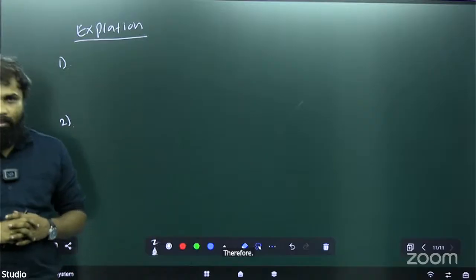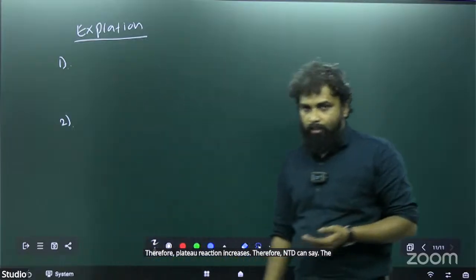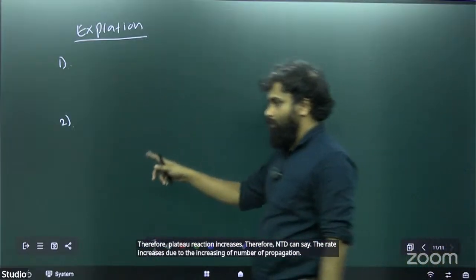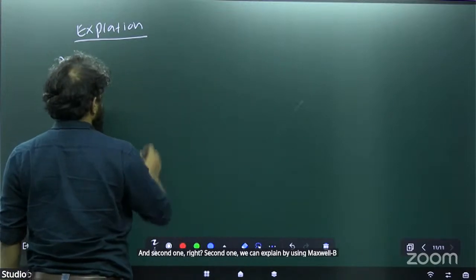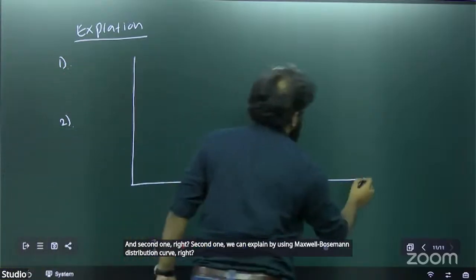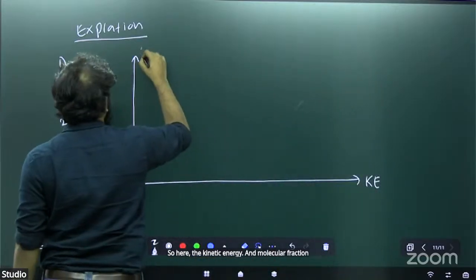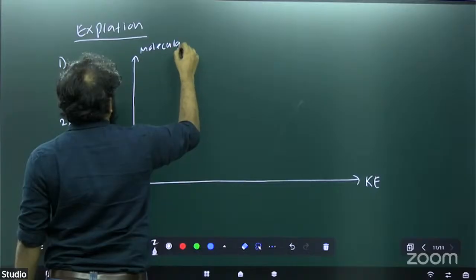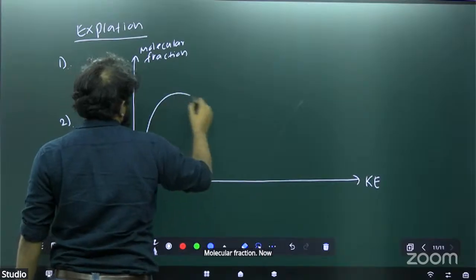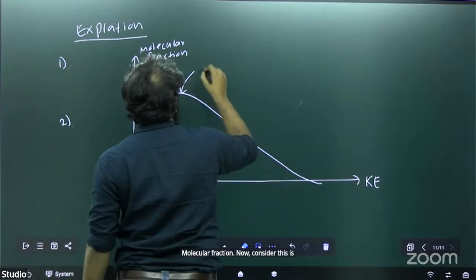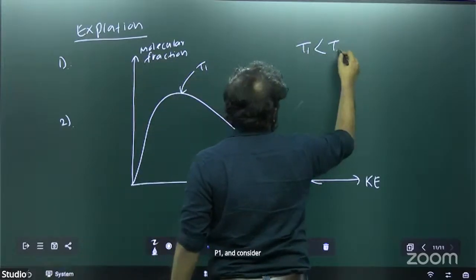Therefore, rate of reaction increases. Therefore, simply we can say the rate increases due to the increasing number of proper collisions. Then the second one, right? The second one we can explain by using the Maxwell-Boltzmann distribution curve, right? So here the kinetic energy and molecular fraction. Now consider this is the curve at T1. And consider we increase the temperature to T2.